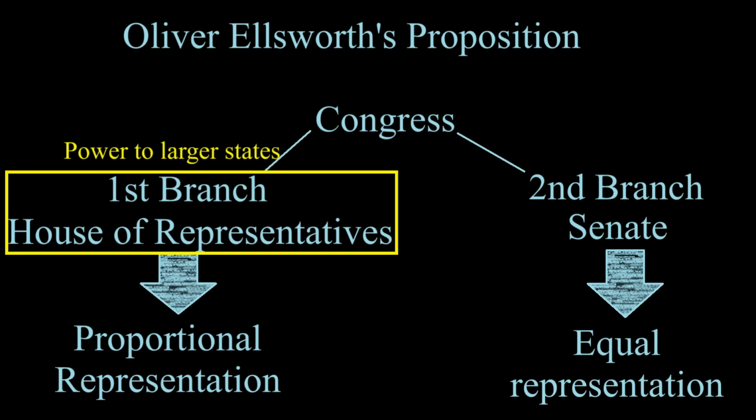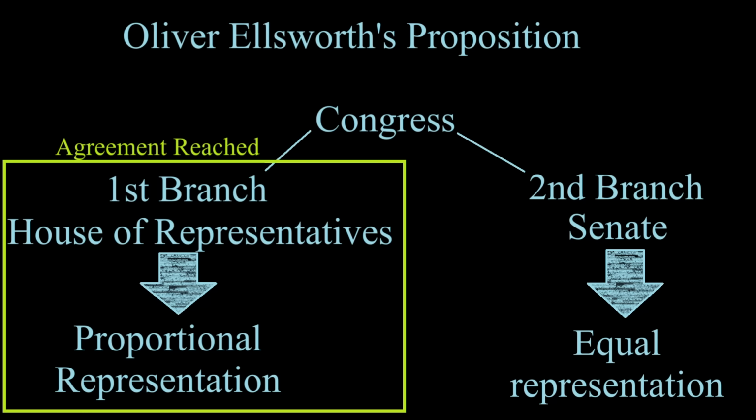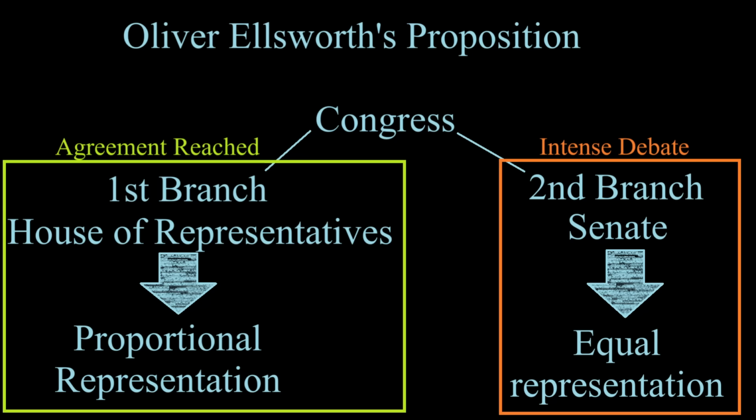Ellsworth concedes that one house should be proportional to account for population, yet the sovereignty of the small states could yet be preserved in the other house, with all states having equal say there, as argued by the New Jersey plan. Proportional representation is agreed for the first branch, the House of Representatives. Intense debate continues over representation in the second branch, the Senate.